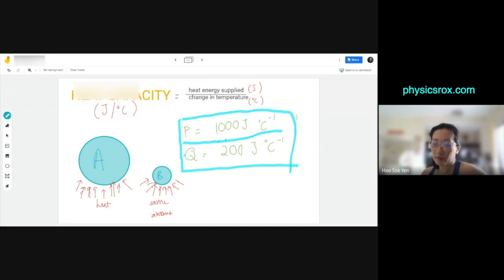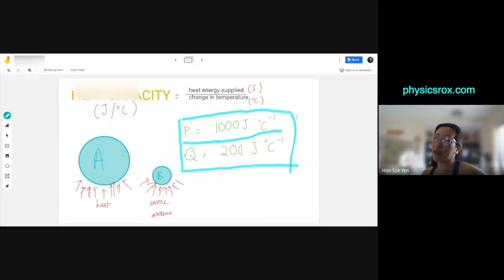Okay, so heat capacity just means this. They don't care whether it's copper or iron, they don't care what material, big or small, don't care. It's just this object, how much heat energy is needed to change every 1 degree Celsius. That's all.